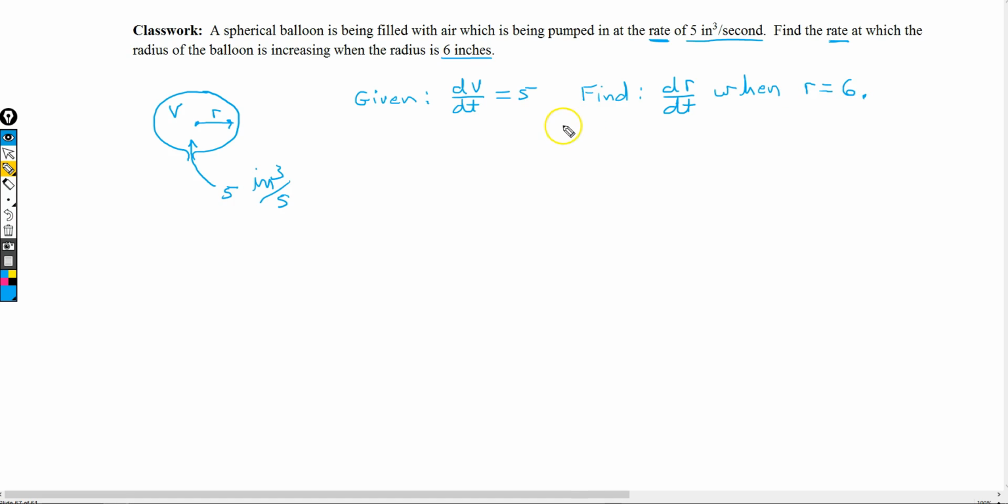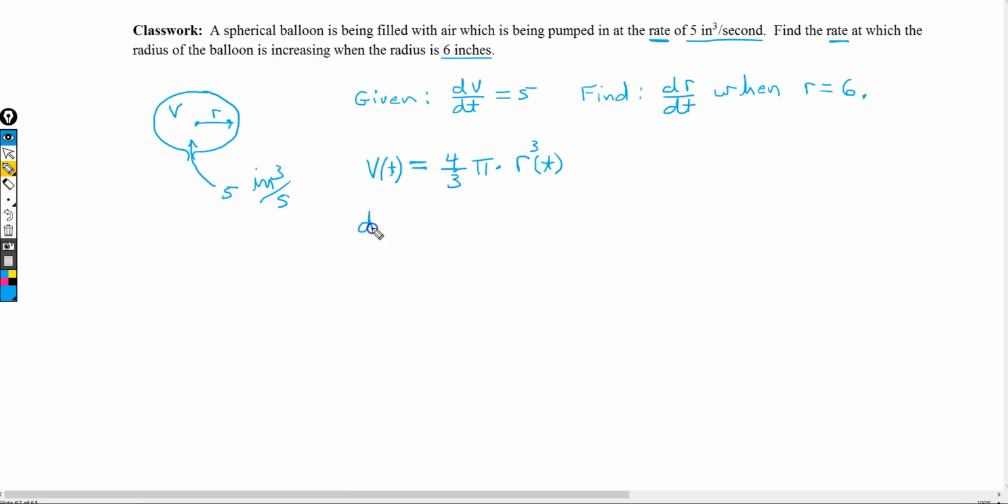Now we need to find an equation that relates V and r. The volume formula for a sphere of radius r is this. Volume equals 4/3 pi times the radius cubed. If you look that up, that's the volume formula for a sphere of radius r. Now, the V and the r are functions of time t because they're changing. So now we need to find dr/dt. Given dV/dt is 5, we need to just differentiate this with respect to t.